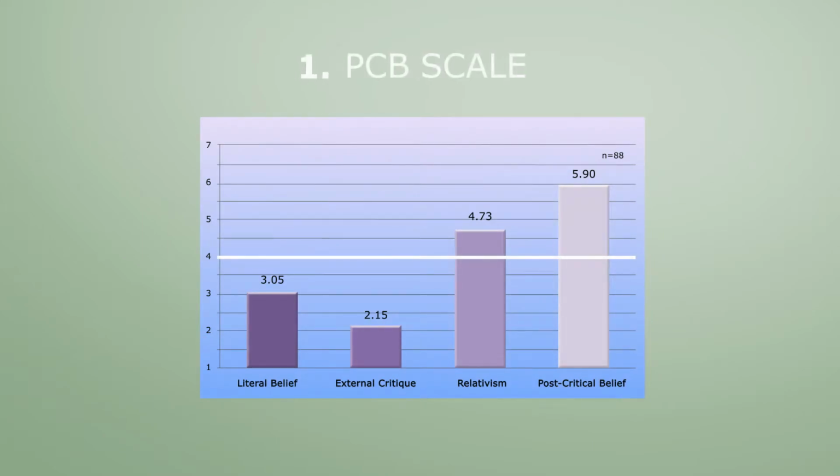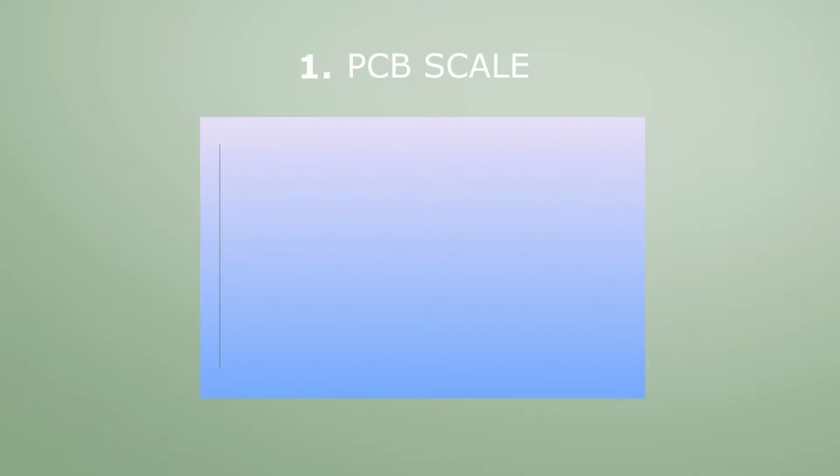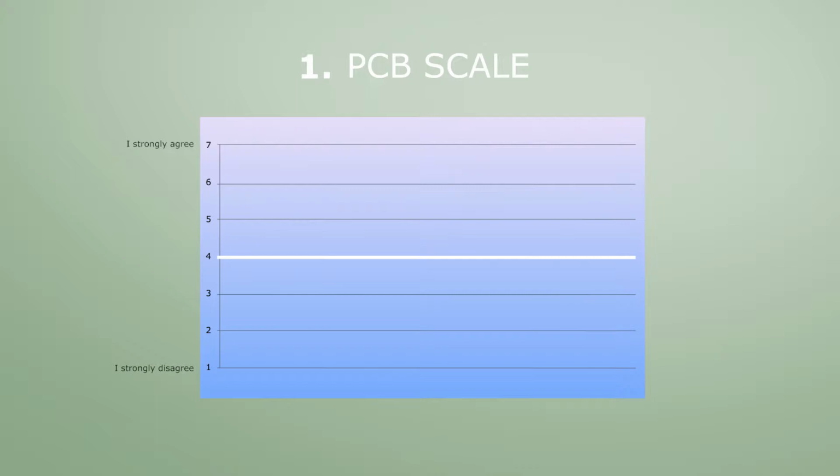Let's start with the graphs of the PCB scale. These all have a light blue background color. Here you see the scale means graph. The y-axis on the left is scaled according to the Likert scale response options used in the surveys, from number 1, I strongly disagree, to 7, I strongly agree. The white line at number 4 is the turning point from rejection to approval. Around the white line lies a zone of doubt.